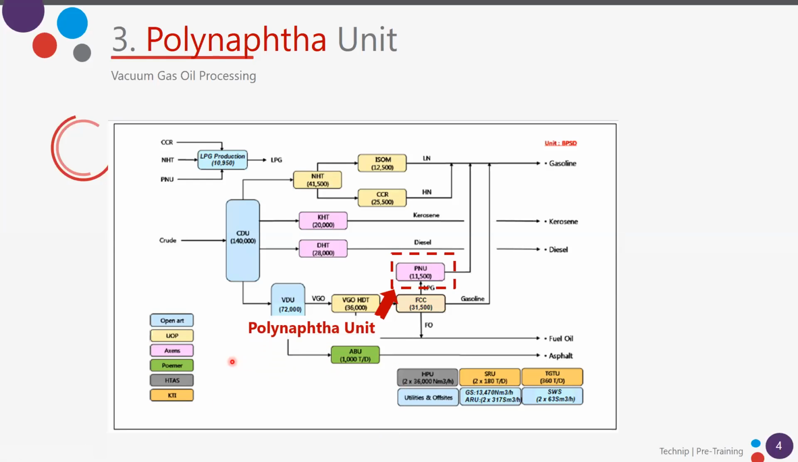This polynaphtha unit is licensed, the technology is from Axens, a French company, and the capacity is 11,500 barrels per stream day. Remember, all the capacities shown in this scheme are represented as barrels per stream day. So with this unit, we will complete our vacuum gas oil processing module. So we have here our polynaphtha unit.